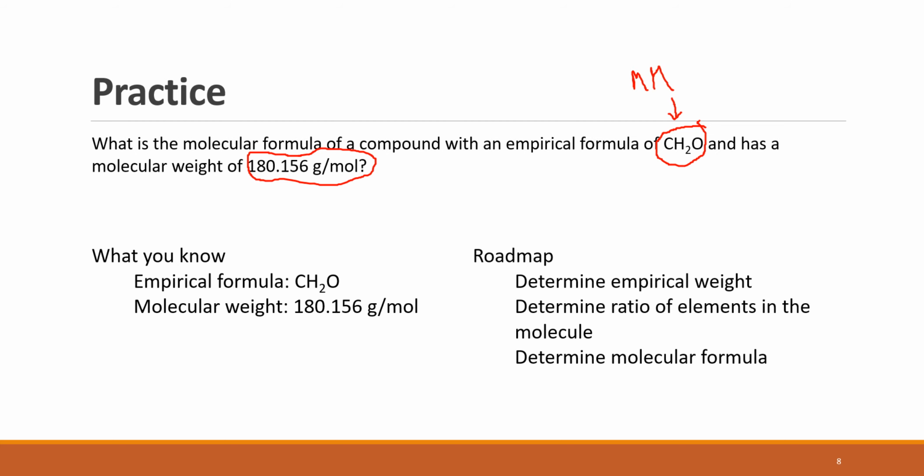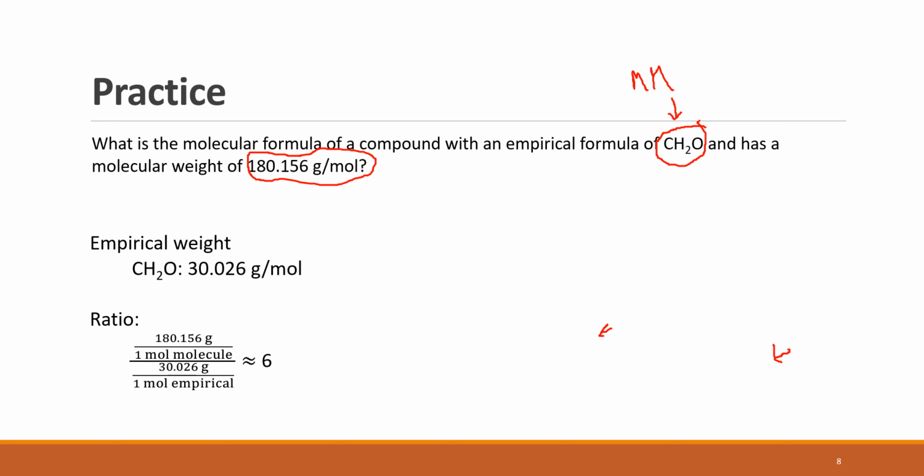So determine empirical weight will be our first step. Then we'll determine the ratio using the equation on the previous slide. By the way, that equation is not given to you on the exam. You just need to memorize it, know how to use it. And last but not least, we'll use the whole number we get from the ratio of elements to determine the molecular formula. So the empirical weight of CH2O, when calculating it out, is 30.026. Make sure you calculate that on your own and that you know how to calculate it.